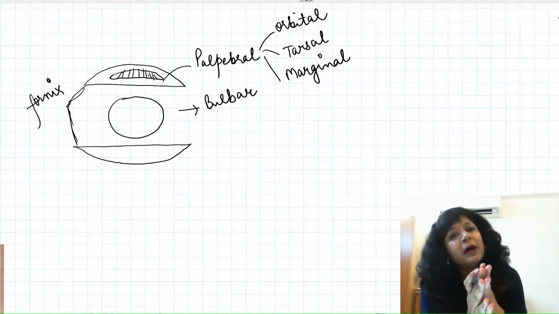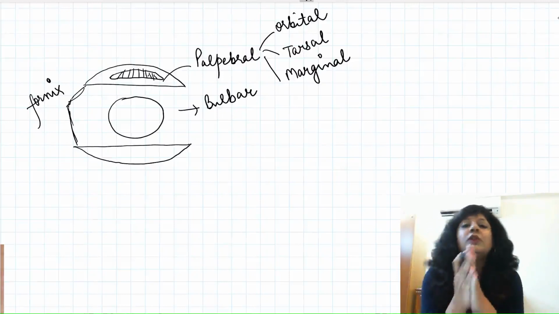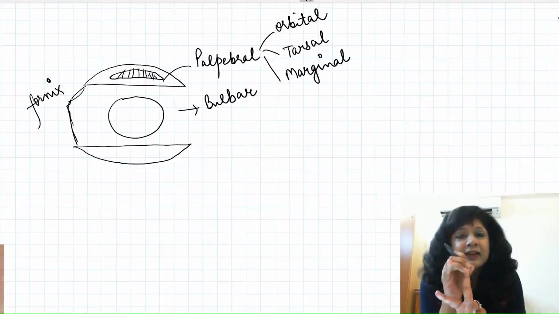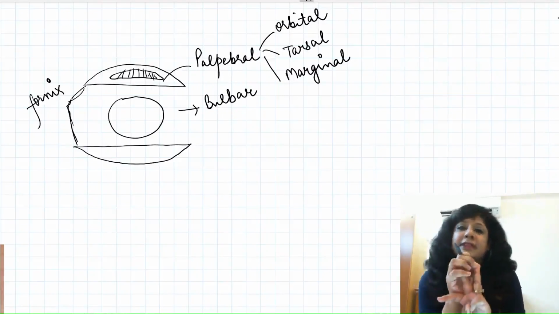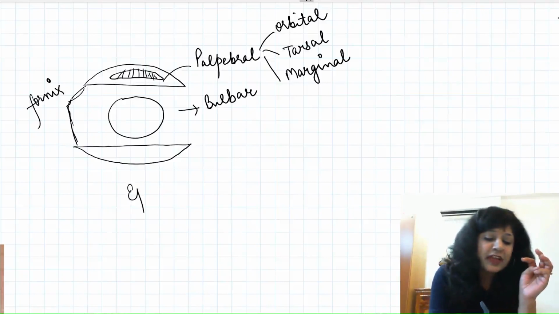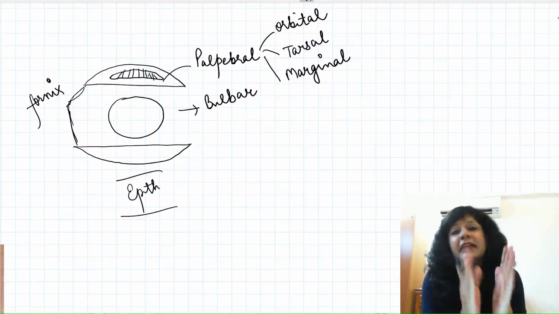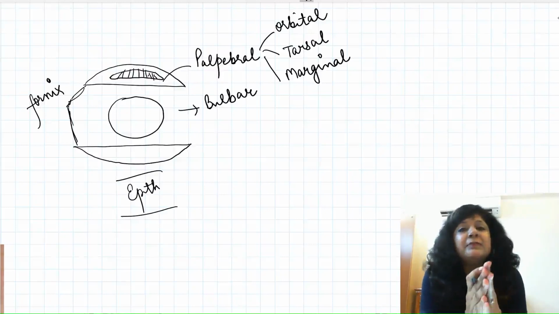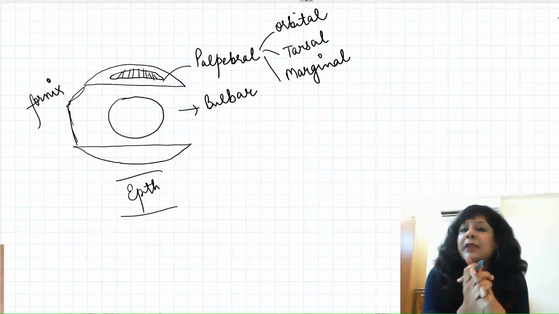Now talking about the structure. Conjunctiva actually consists of three layers. We have the epithelium, then we have the adenoid layer, and then we have the fibrous layer. So if I start with the epithelium, first of all, you should know what type of epithelium is present here. The type of epithelium is non-keratinized stratified squamous epithelium.